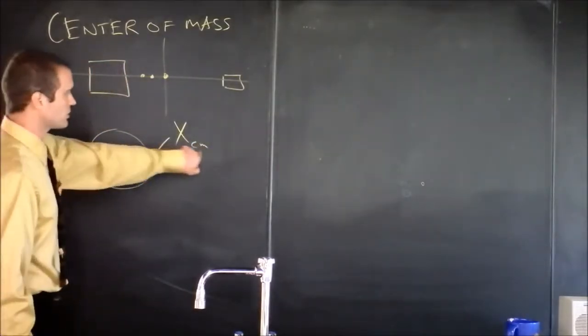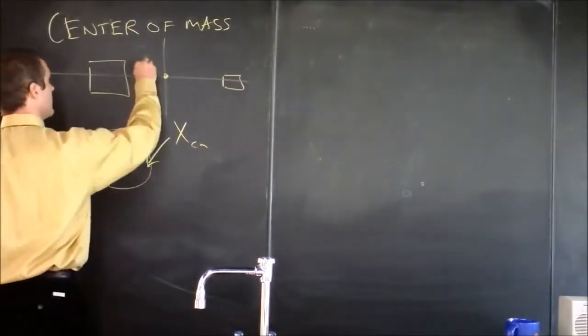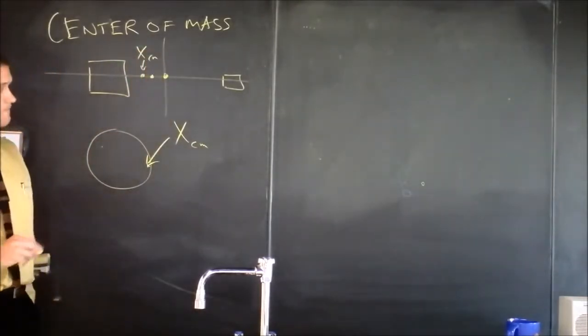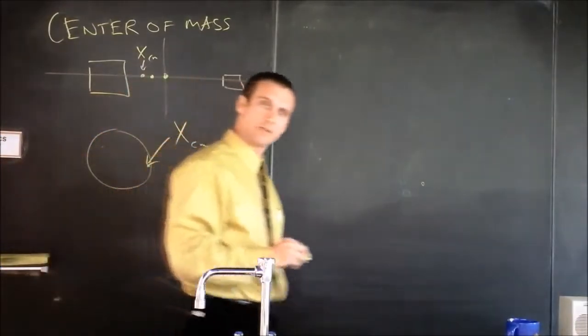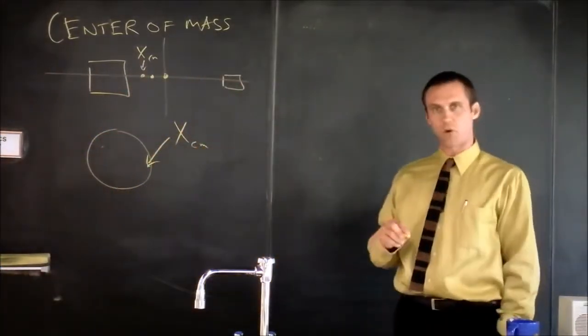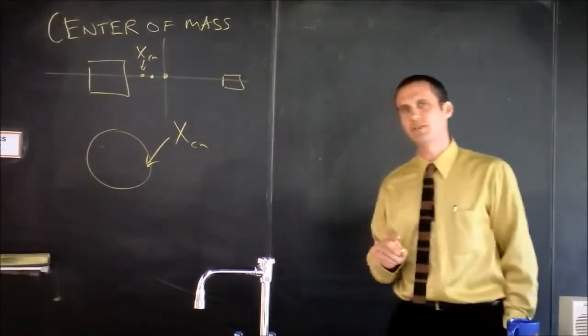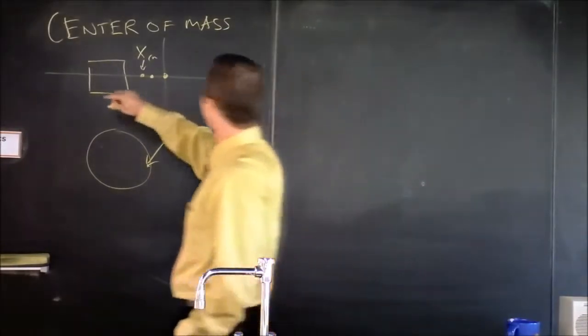It's the x position of the center of mass of the system. How do we find it? Well, we add up all the mass and we divide by the total mass. But we're not just adding up all the mass, we're adding up the mass at its position. So let's try to make this a little bit more concrete.